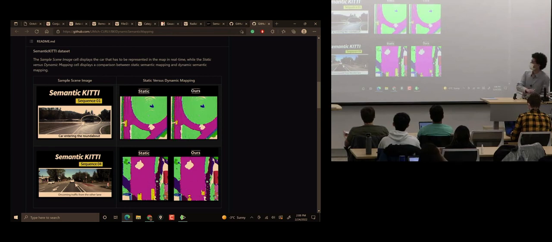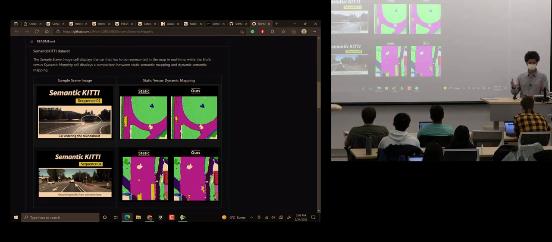So now this is a very simple idea, but it shows that it's possible. The consequence is that we get higher precision and we can see the objects are moving as they do.